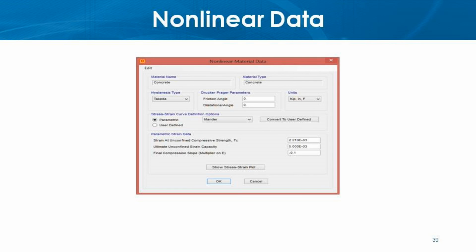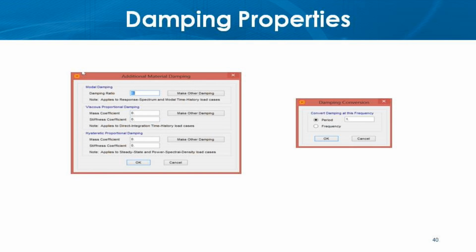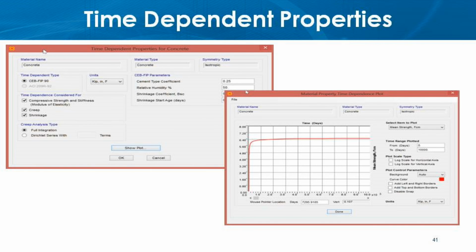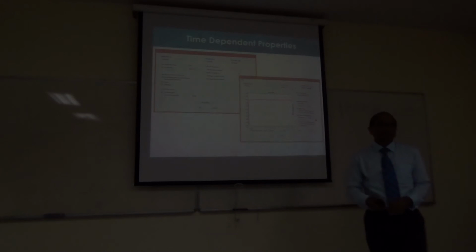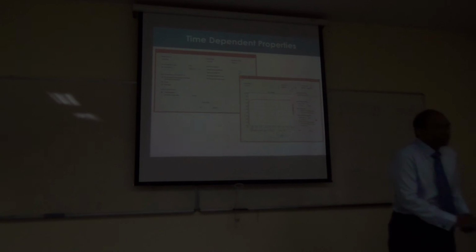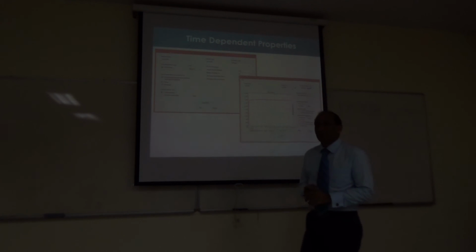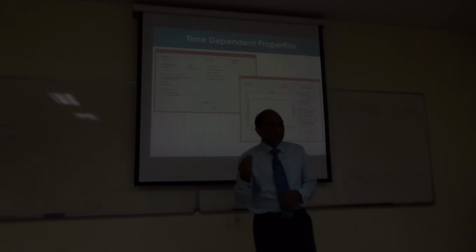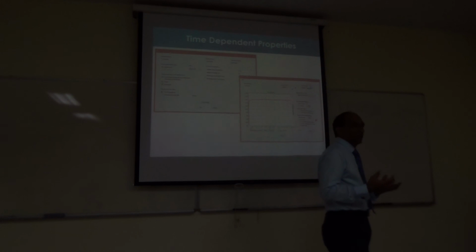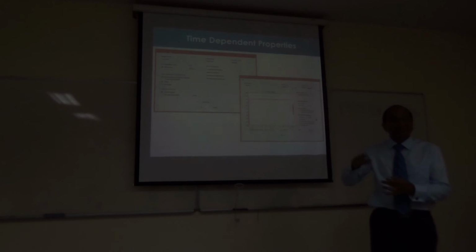Nonlinear data, you have a lot of other nonlinear data to be added. You have damping properties related to the velocity and the energy dissipation, and you have the time-dependent properties. Over time, 10 years from now, what will be the property? 4 years from now, what will be the property? Right? So you can see that there are literally hundreds of properties to be defined for a material to know exactly how the material will behave. And still, SAP is not so good in modeling behavior.